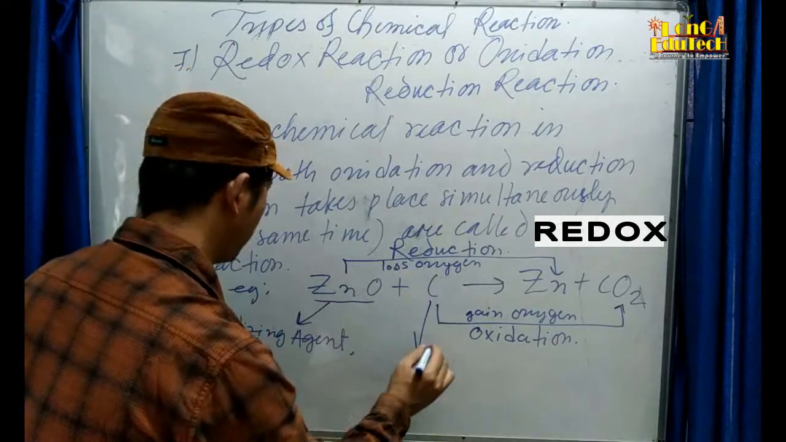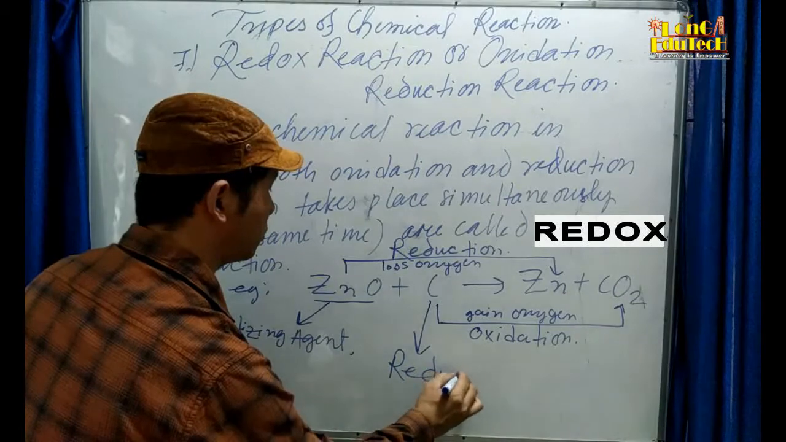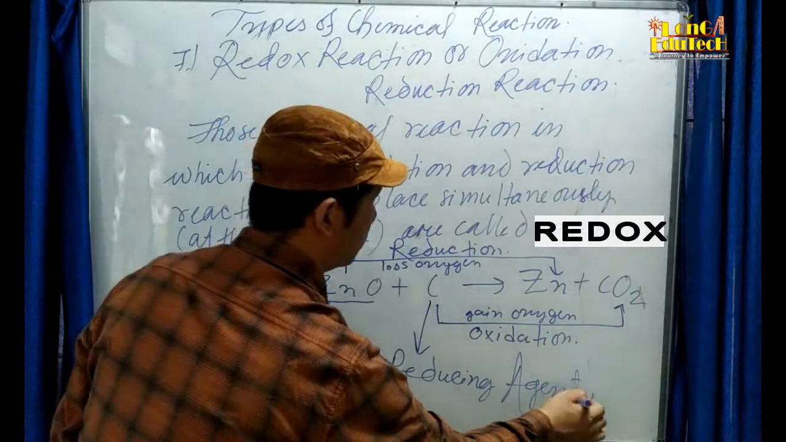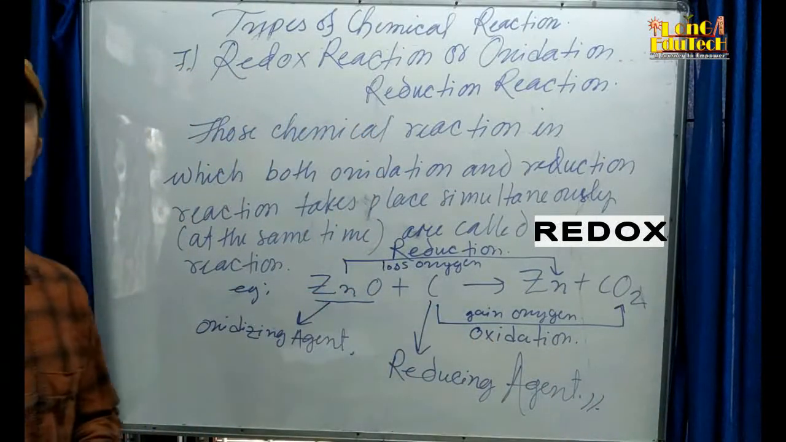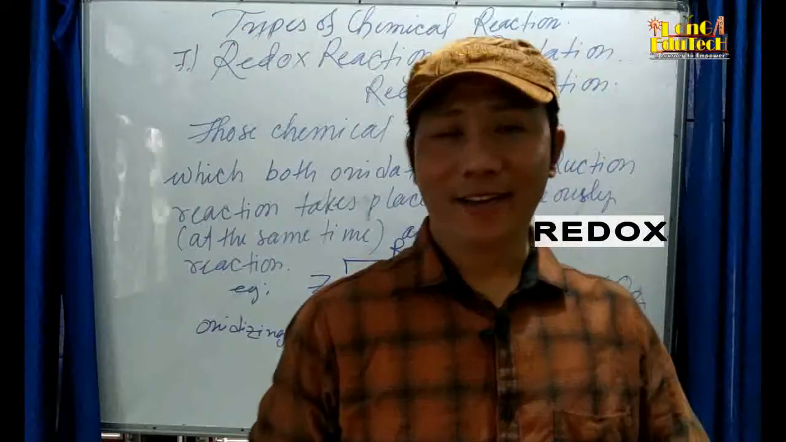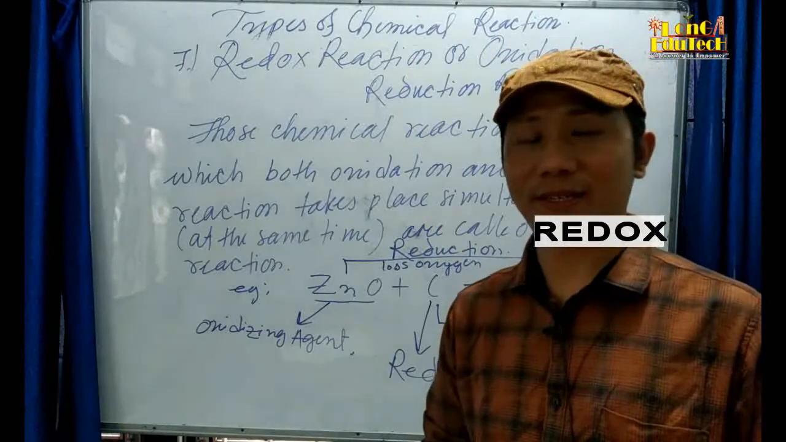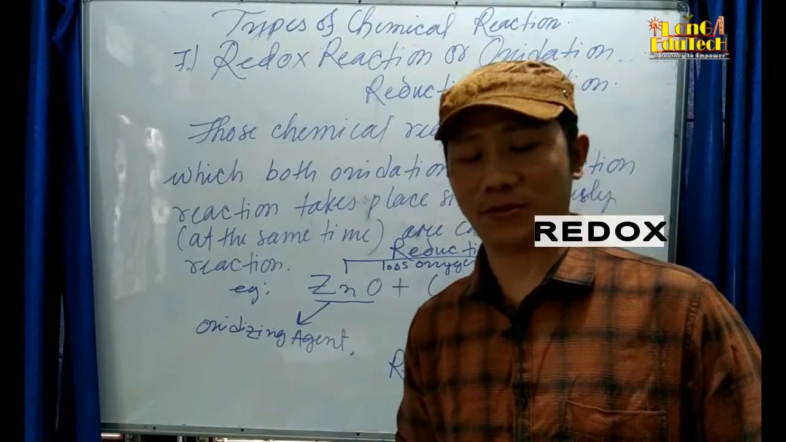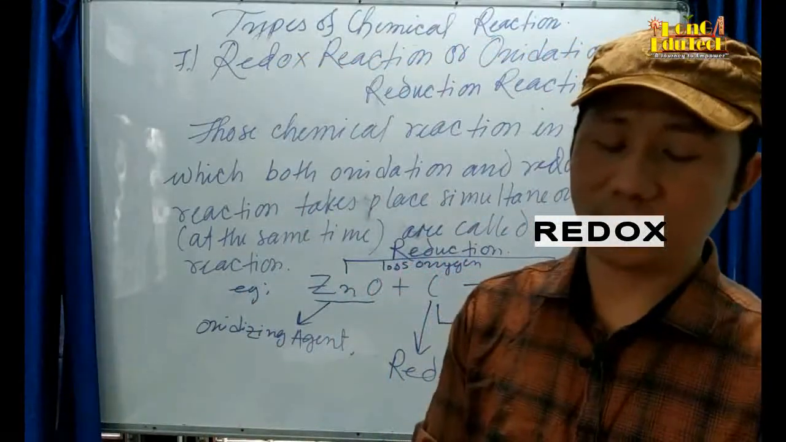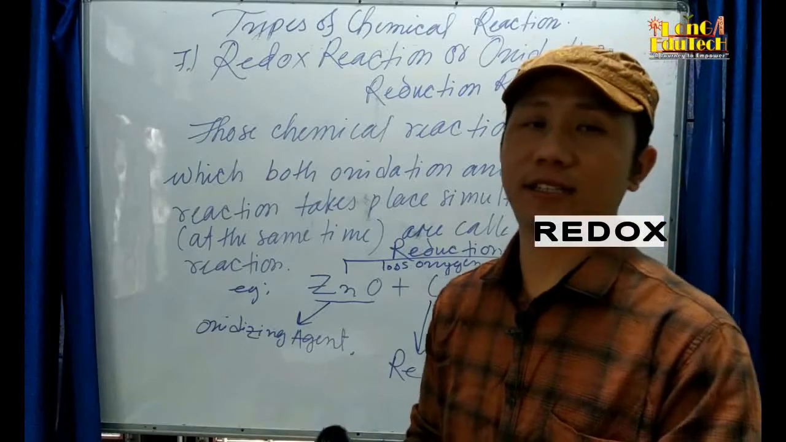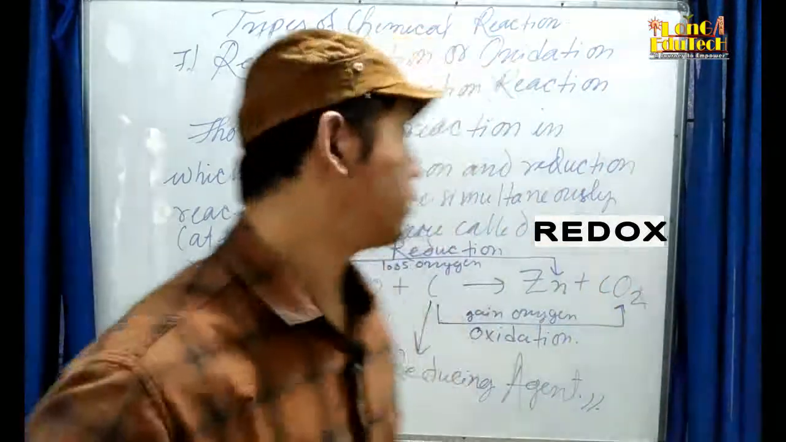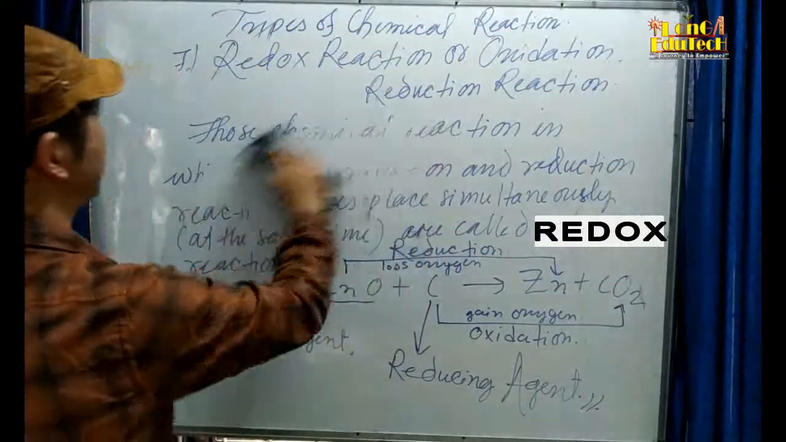So this carbon will be the reducing agent. Clear? But a little bit of confusion, a little bit doubtful, right? We'll do one or two examples here, and then you can know very clearly. I think I will not be able to complete all the types of reactions in this video, so for that I will make another video with some other types of reactions.